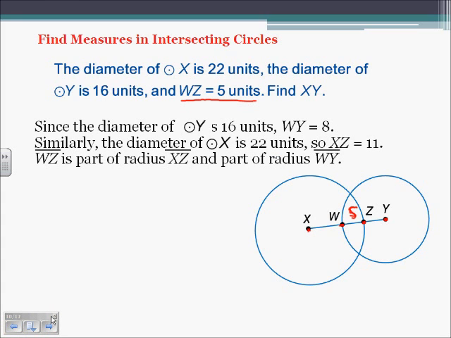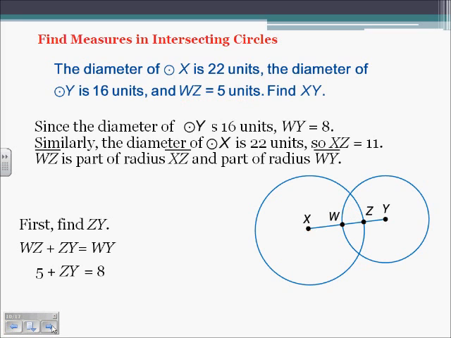So since the diameter of circle Y is 16 units, we know WY is 8 units. Similarly, the diameter of circle X is 22, so XZ is 11 units. So we can use this information to begin solving our problem. We can find ZY. We know YW equals WZ plus ZY, and WY is our radius, it was 8 units, WZ is 5, we can plug that in, and solving for ZY, we're going to get ZY to equal 3 units.